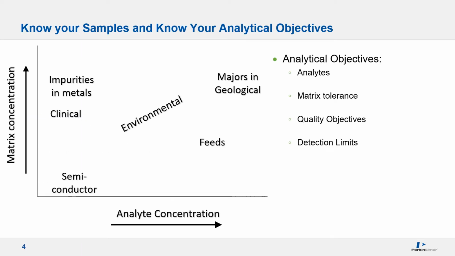Remember, when developing or optimizing a method to mitigate these challenges and enhance productivity, you need to know your samples and, just as importantly, know what your analytical objectives are. The chart on the left shows how different applications fall into the analyte versus matrix graph. Environmental is a broad category, and samples such as drinking water can have low matrix and analyte concentrations, or there can be high matrix in soils, wastewaters. Analytical objectives could be understanding what analytes you're looking for, your matrix tolerance, your quality objectives, and detection limit requirements.